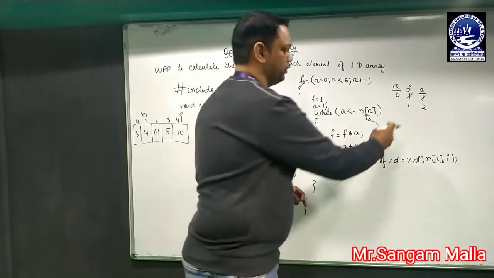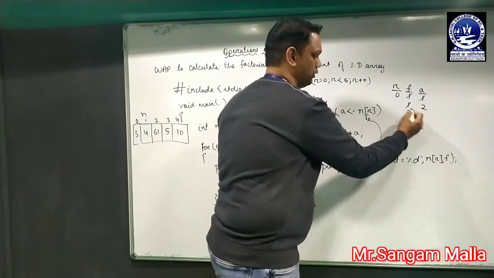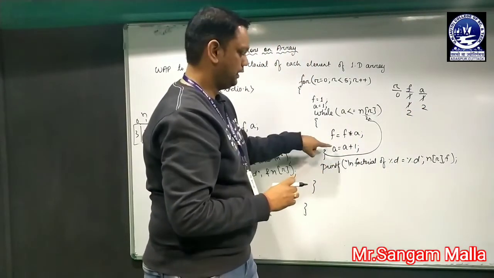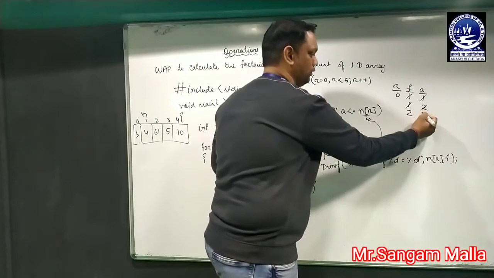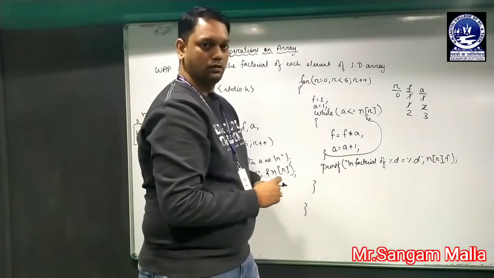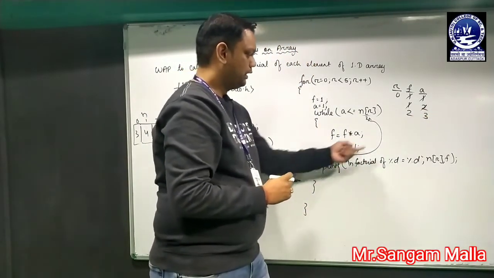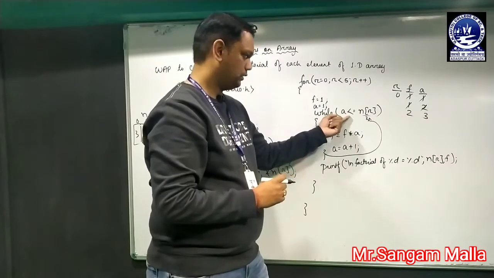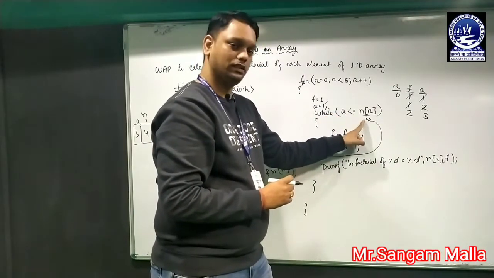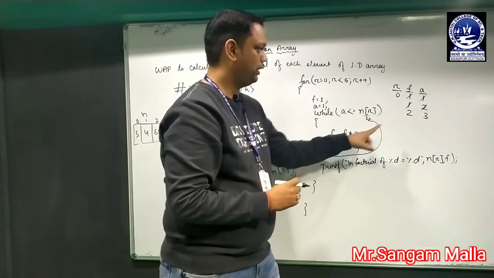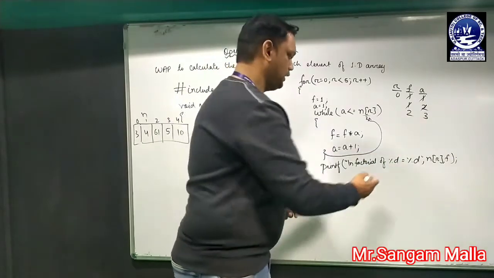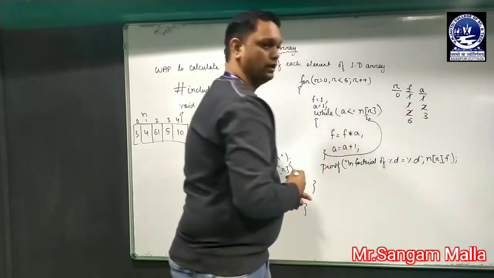f into a. 1 into 2, 2. So it will be stored in f. Then again a equal to a plus 1. So the a value will be incremented by 1, that is 3. So again it will be redirected to the condition. So 3 is less than or equal to 3. Yes, true. It will enter over here. f into a. 2 into 3, 6. So 6 will be stored in f.